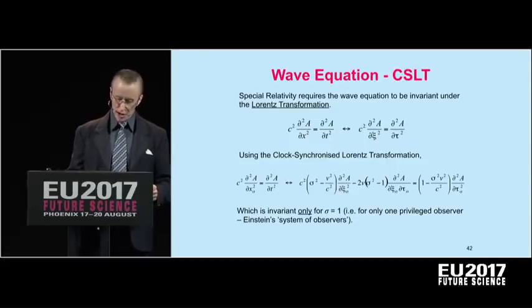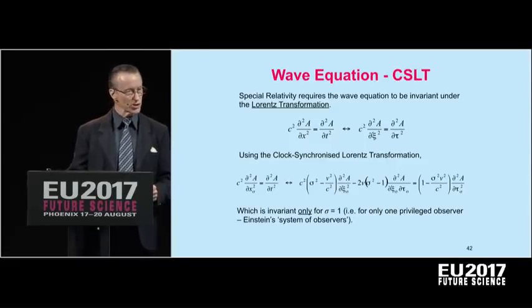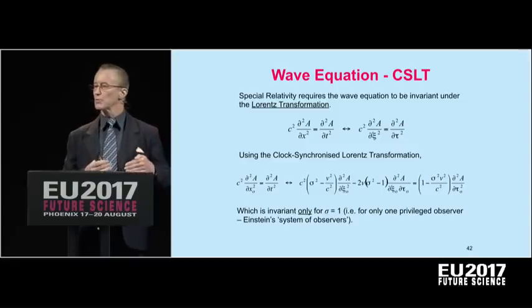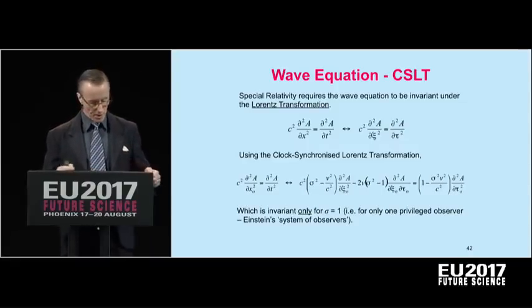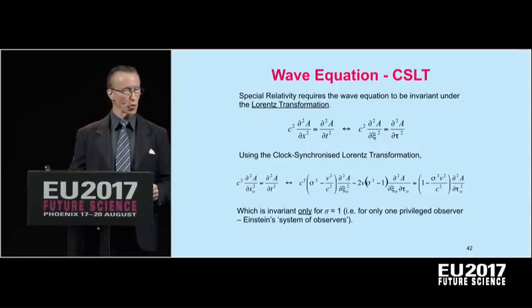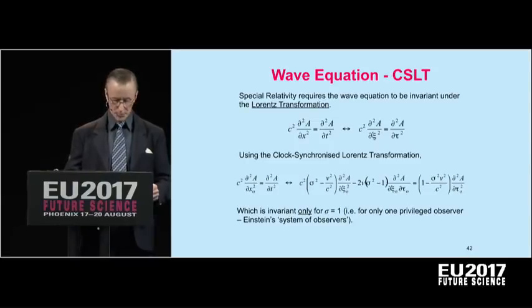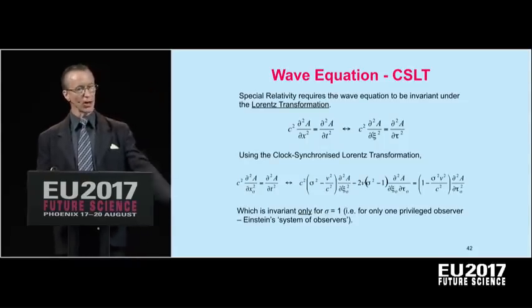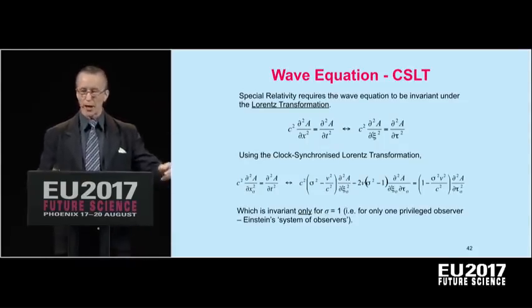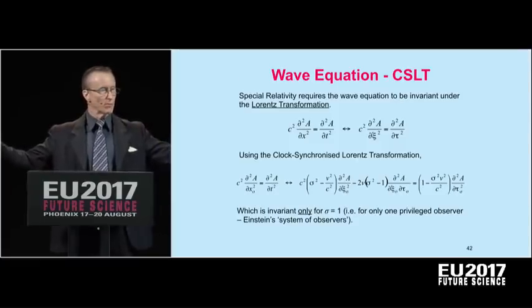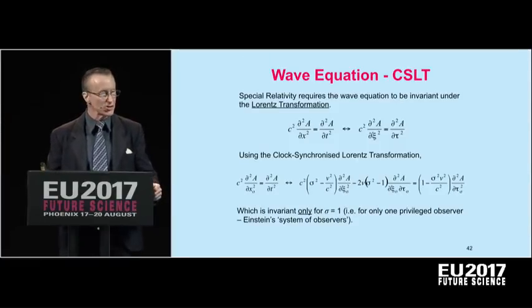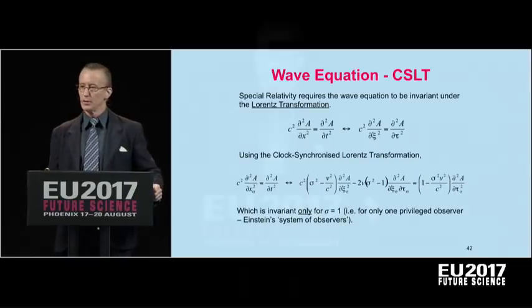Here now I'll use the clock-synchronized Lorentz transformations. We get exactly the same equations. Again, sigma equals 1 is the only one that makes it invariant. That's Einstein's privileged observer. He doesn't know what he's done. He takes this privileged observer and lets it speak for all of them. So now he thinks he's got clock-synchronized systems of stationary observers, when he doesn't. He only has 1, and 1 is meaningless.